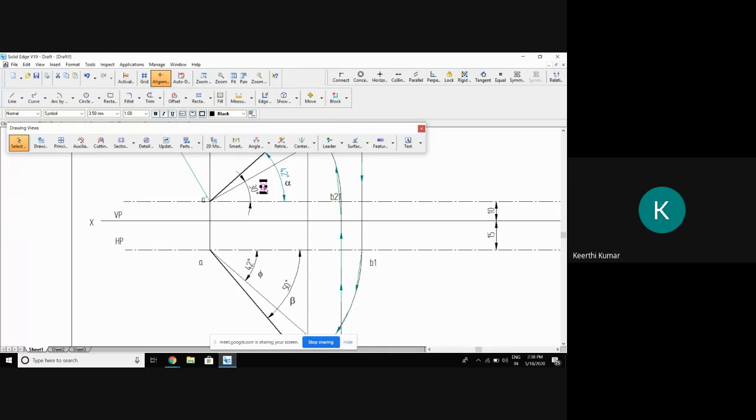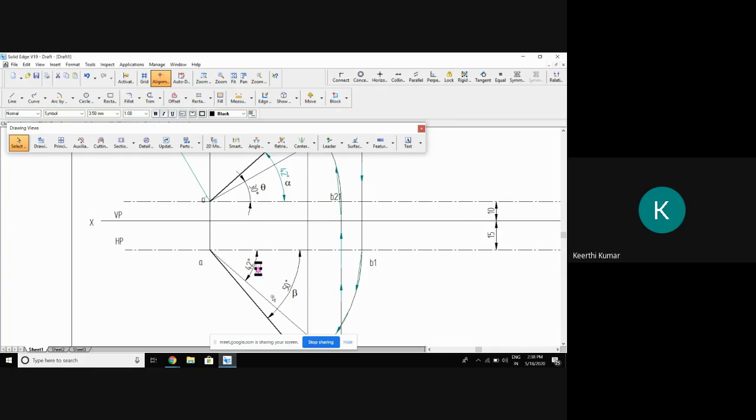This is called apparent inclination in VP, true inclination in VP, apparent inclination in HP, true inclination in HP. Or it can also be told in other way. True inclination with VP, apparent inclination with VP. So I'll tell only with respect to beta, then you'll be clear. This beta can be expressed in two ways. One is apparent inclination in HP, or apparent inclination with respect to VP. That is also correct.